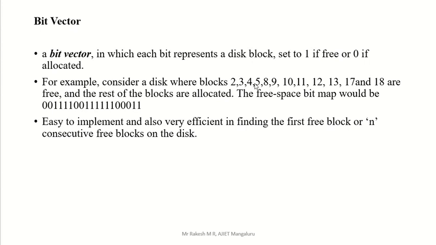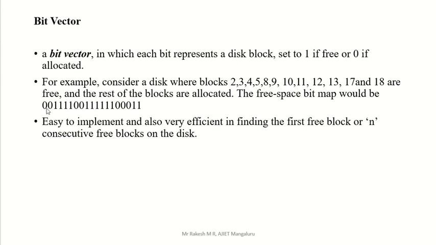You can see here they have given one example. Consider this disk where blocks 2, 3, 4, 5 and so on are free, and the remaining blocks are allocated. How to write the bit vector? Starting from 0, block 0 is booked, so it is already allocated. Only these are free now.